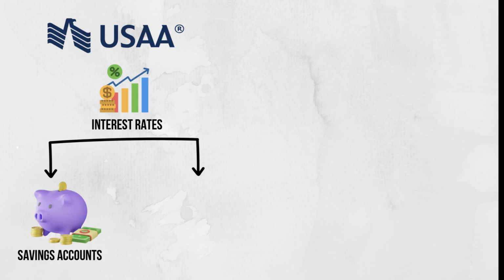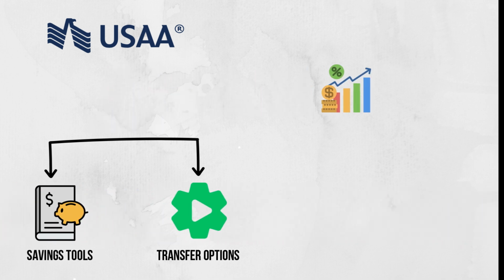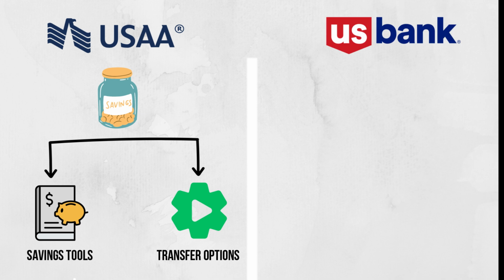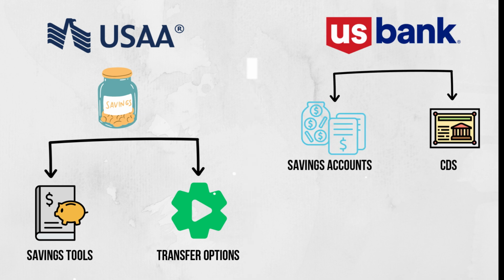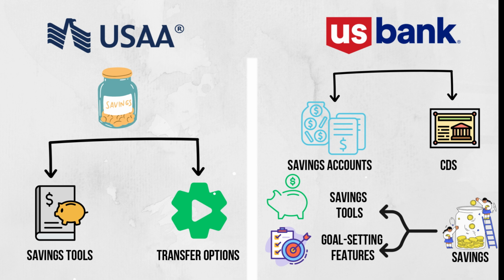Savings and interest. Saving features and interest rates are important for growing your money. USAA Mobile offers competitive interest rates on savings accounts and CDs. It also provides savings tools and automatic transfer options to help users build their savings. US Bank Mobile Banking provides a range of savings accounts and CDs with competitive interest rates. The platform includes savings tools and goal-setting features to assist users in managing their savings effectively.